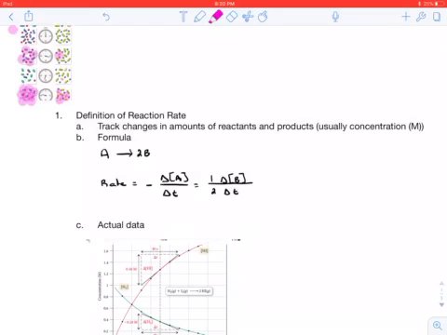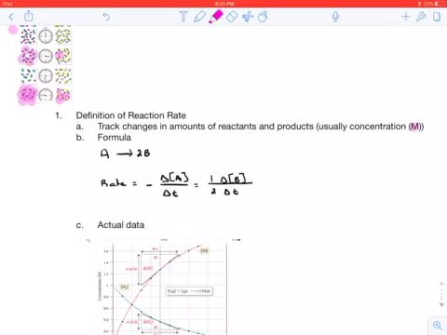All right, so let's go a little bit deeper here, and let's talk about the definition of reaction rate. This tracks our changes in the amounts of reactants and products. Usually we track that change in molarity, because molarity is our concentration, and remember, molarity is moles per liter. That'll be coming up a little bit later.